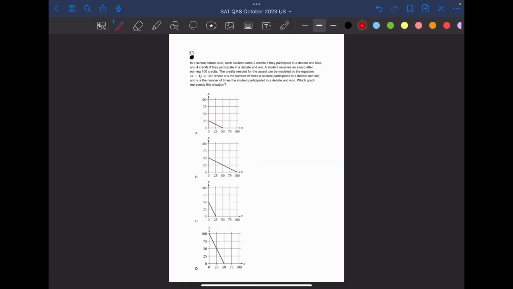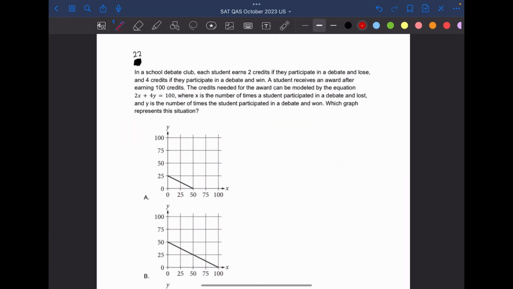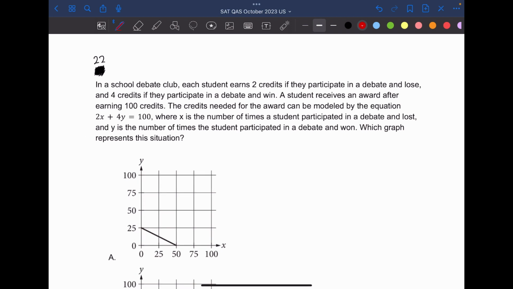Okay, that's pretty simple. Question number 22. In a school debate club, each student earns 2 credits if they participate in a debate and lose, and 4 credits if they participate in a debate and win.